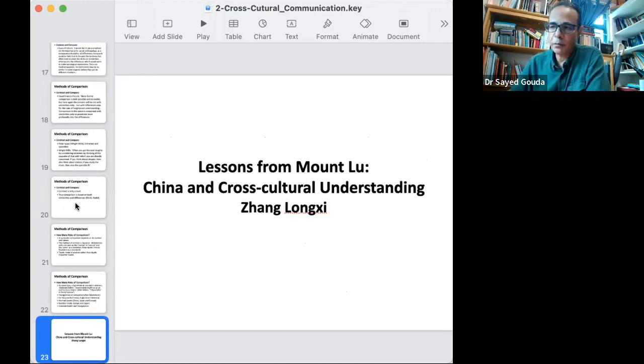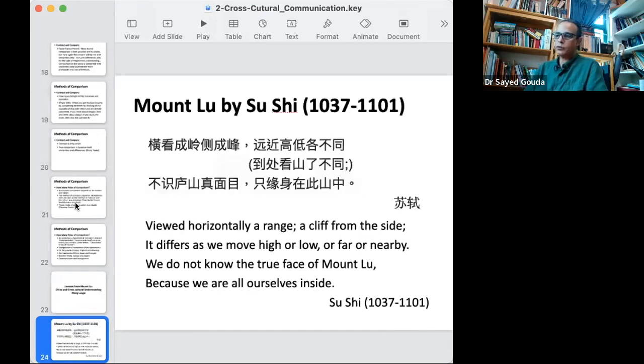The other paper is by Professor Zhang Rongxi, and it's called Lessons from Mount Lu, China and Cross-Cultural Understanding. Mount Lu is a mountain in China, Lushan. And there is a very famous poem by Su Shi. The poem, this is the translation of Professor Zhang Rongxi. Heng kan cheng ling ce cheng feng, yuan jin gao di ge bu tong. And there is another version for it, dao chu kan shen la bu tong. Bu shi lu shan zhen mian mu, zhi yuan shen zai zi shan zhong.